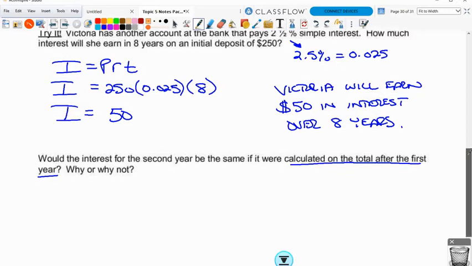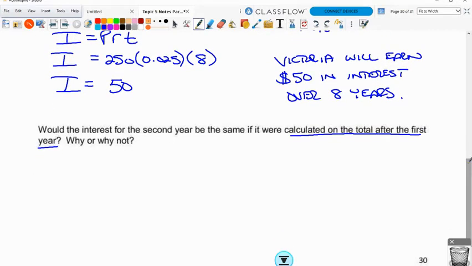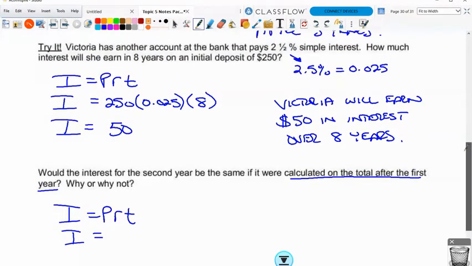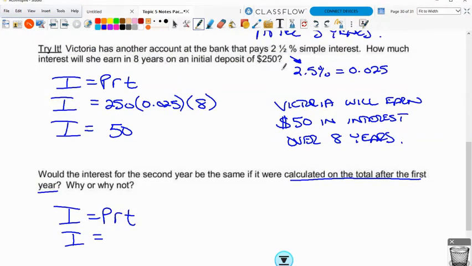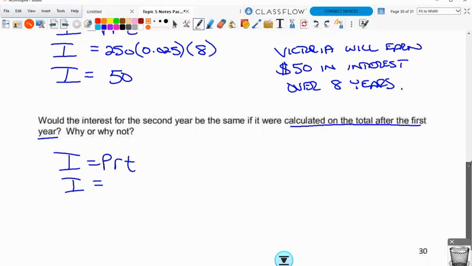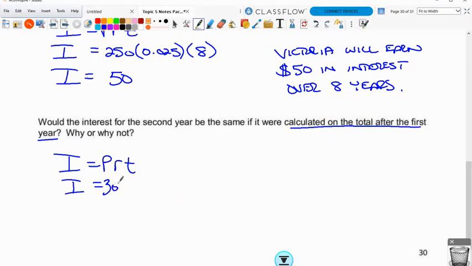Well, we can actually do that and see if we do get the same amount of interest. I equals PRT. Again, you're calculating the amount of interest. P this time, we're going to use the total after the first year. Now, she started with $250 in that account, but she's earned $50 after the first year. So I'm going to add those together, meaning now after 1 year, she has $300.